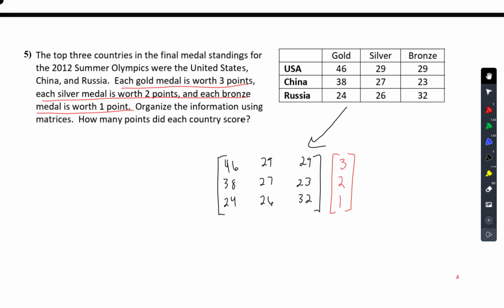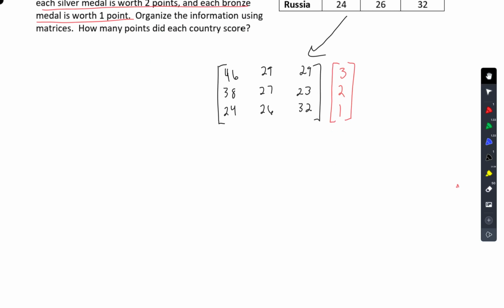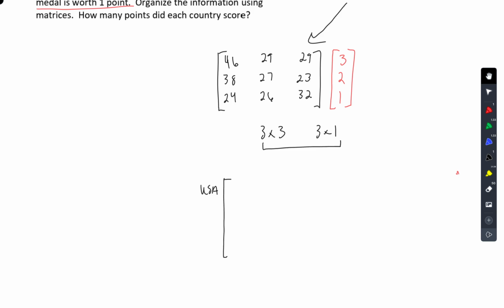But is it multiple choice? So then what you're going to do is if you multiply this, you have 3 by 3 and then 3 by 1. So your ending matrix is going to be a 3 by 1, which is exactly what I want, because I want USA, China and Russia, right? And I want their total points here, right?